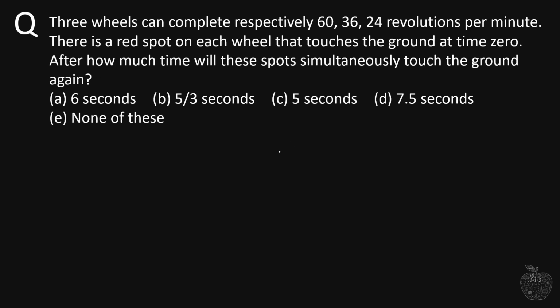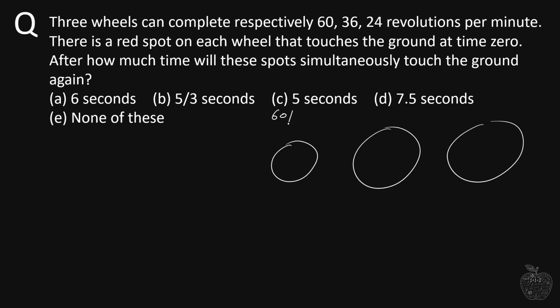Okay, so there are three wheels, and let me tell you, the smaller the wheel, the greater the revolutions it makes. So the first wheel can make 60 revolutions per minute. The second one makes 36 revolutions per minute, and the third one makes 24 revolutions per minute. There is a red spot on each wheel that touches the ground at time 0. So this is the ground, and there is a red spot on each of the wheels that touches the ground at time 0.